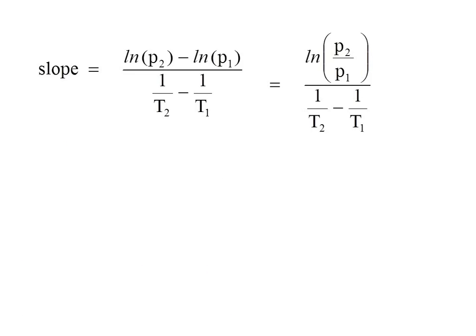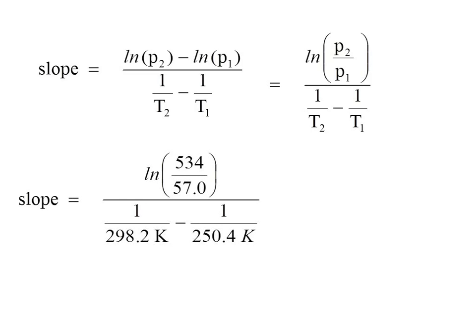And that's all equal to the slope. So that's m, and m is equal to negative heat of vaporization over R. Okay? All right. So let's look at the points that we have. That's why we went ahead and got the temperature in units of Kelvin. So it's the natural log of 534 over 57.0, divided by 1 over 298.2 Kelvin minus 1 over 250.4 Kelvin.